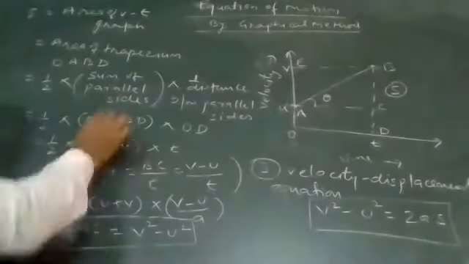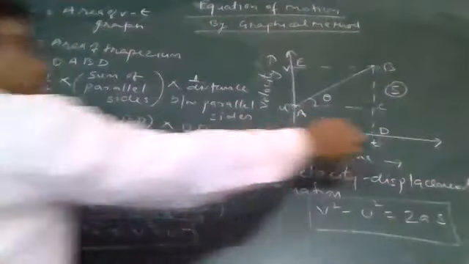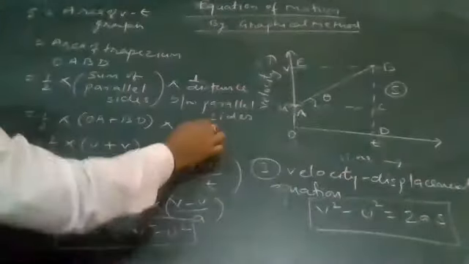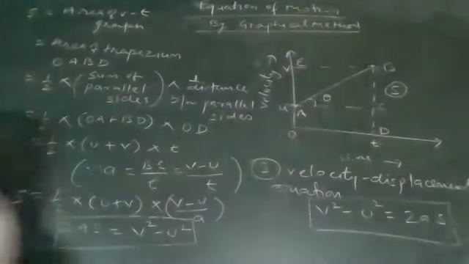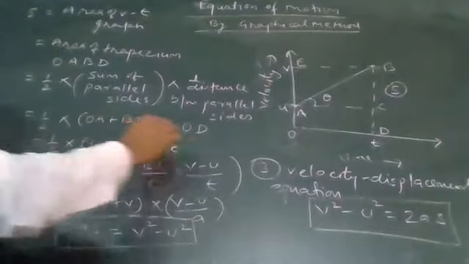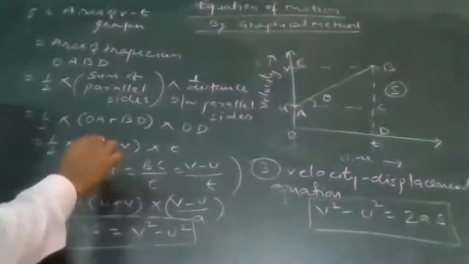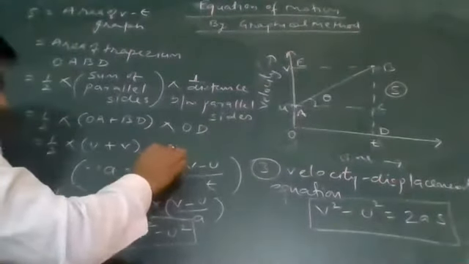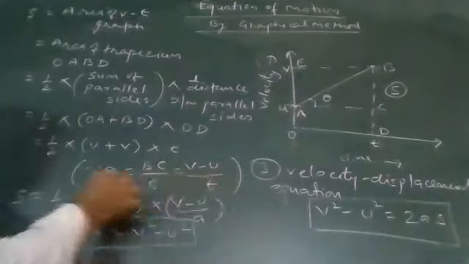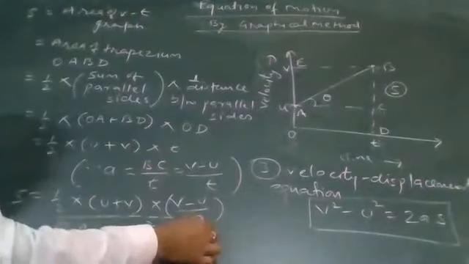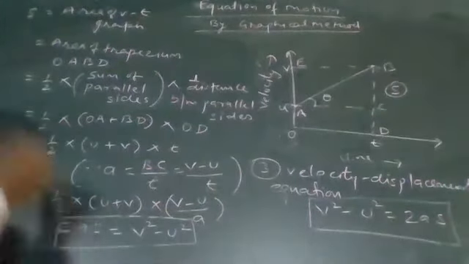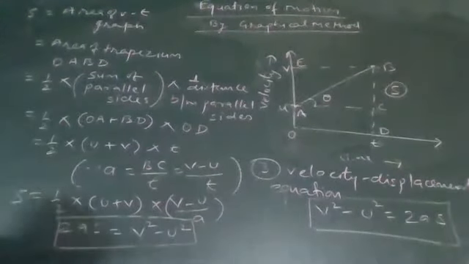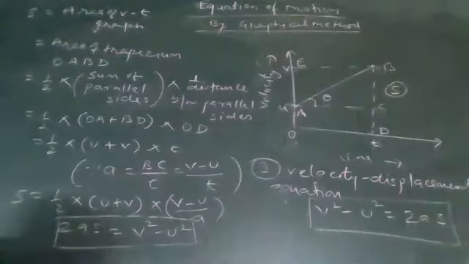OA is your initial velocity, BD is your final velocity, and OD is given as T. Now I am replacing this T by use of tan theta. Slope of the VT graph is acceleration, that is VC by T. VC we have already calculated as V minus U by T. So T can be replaced by V minus U by A. 2A shifted here, you will get 2AS is equal to V square minus U square. In this manner, this third equation is developed.